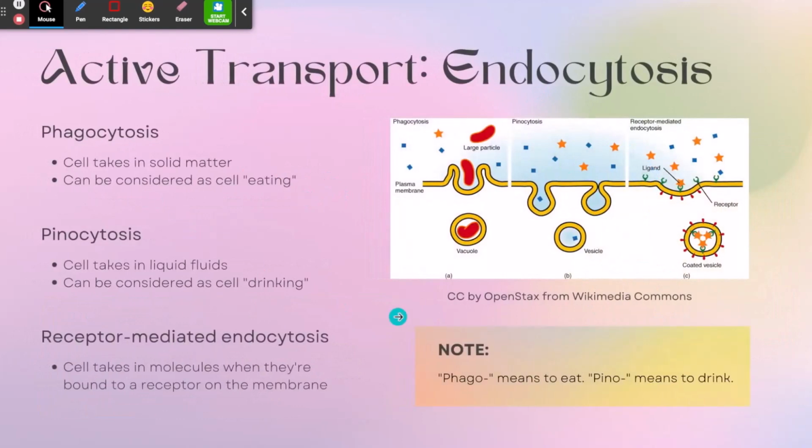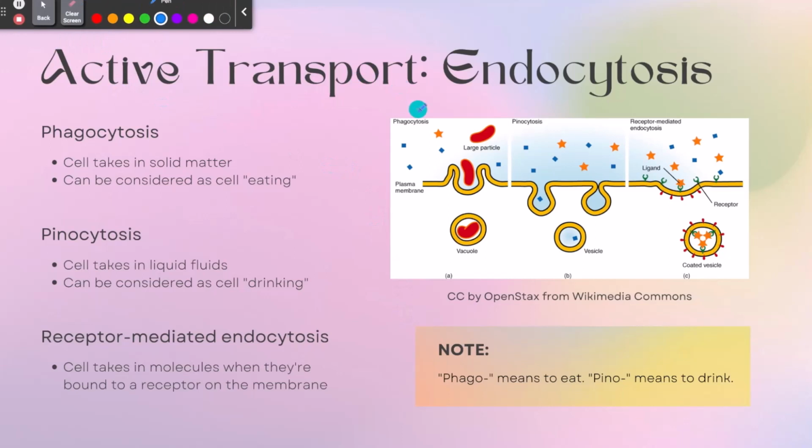So with endocytosis, there are three types of endocytosis. The first one is phagocytosis, where the cell takes in solid matter, and you can think of it as cell eating. With pinocytosis, the cell takes in liquid fluids, and you can think of it as the cell drinking. Lastly, receptor-mediated endocytosis is where the cell takes in molecules when they're bound to a receptor on the membrane.